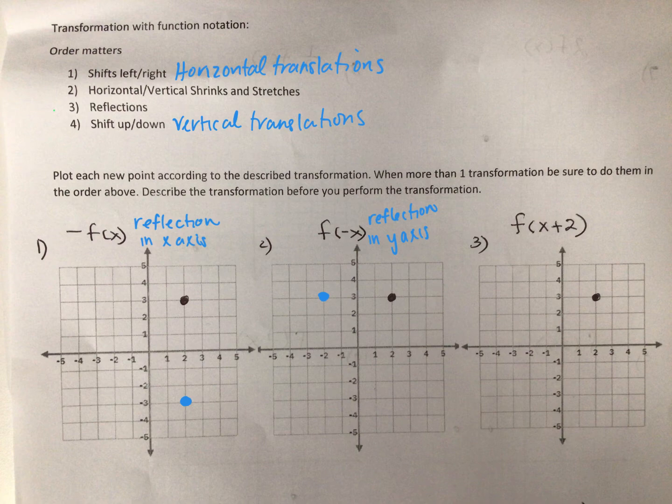Now, how would we describe f of x plus 2? Horizontal translation. Left. How many units? 2 units. Outside is vertical. Inside is horizontal. Horizontal is right, left.